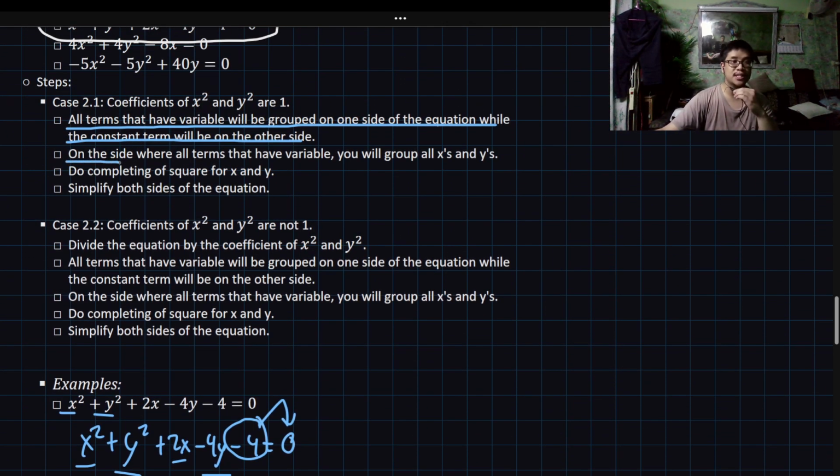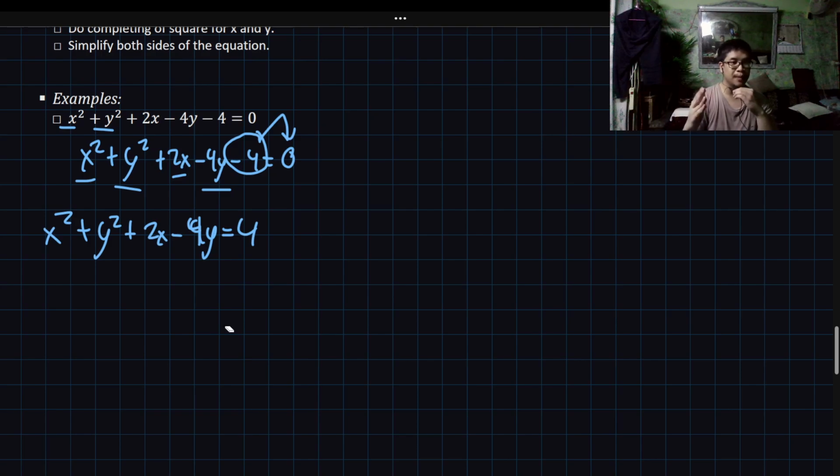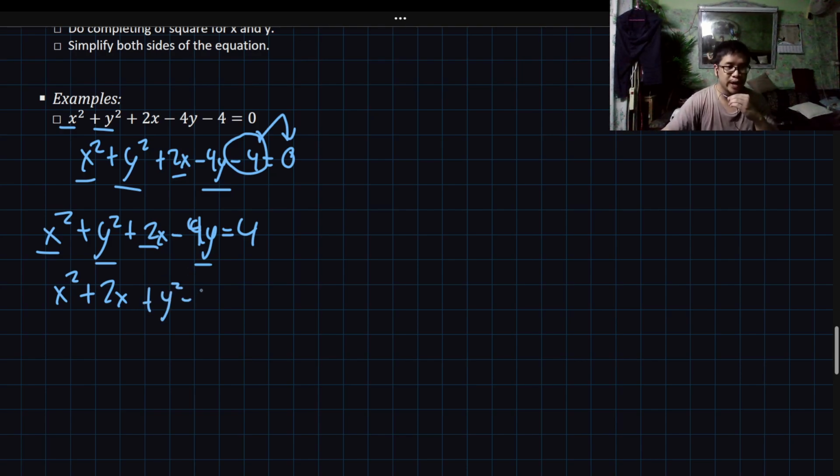Second step, on the side where all terms have variables, you will group all x's and y's. Group them according to their letters. Group all the x's, group all the y's. So here we have x squared and 2x. We will group them together. We will have x squared plus 2x. Next, we have y squared and negative 4y. We're going to group them together. So we will have plus y squared minus 4y is equal to 4. That's it. So we're done with the second step.